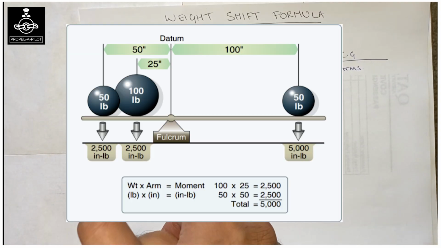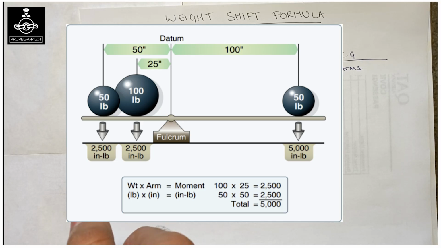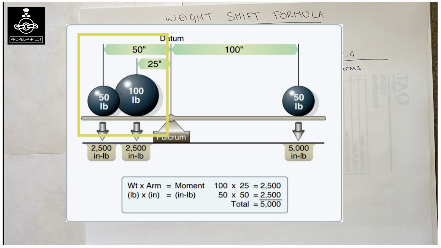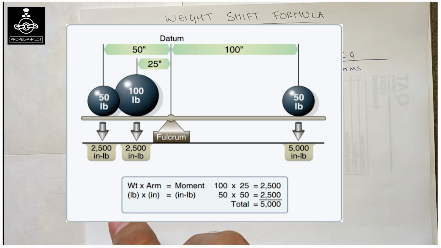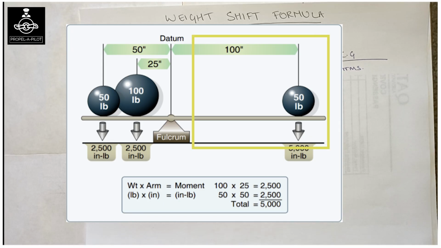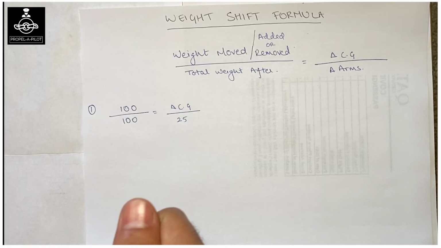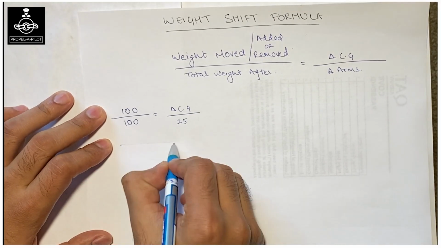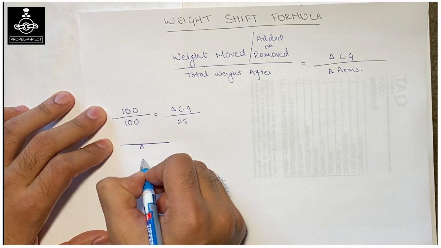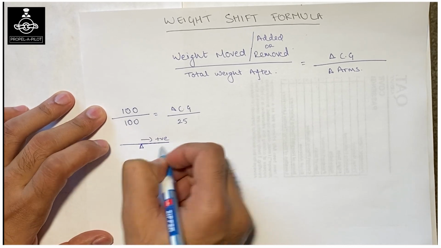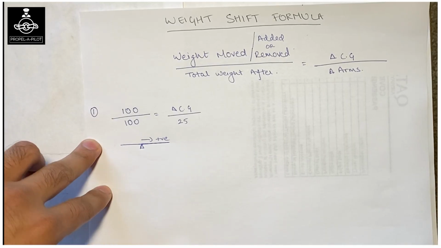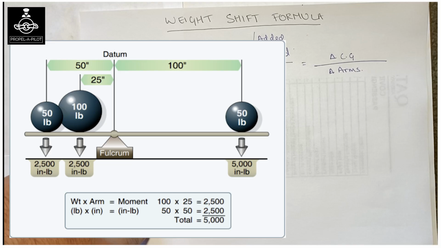So, taking the fulcrum example, we see that there is a 50-pound weight on the left of the fulcrum, a 100-pound weight on the left of the fulcrum, and a 50-pound weight on the right of the fulcrum. The datum is right where the fulcrum is. We are going to assume the right side to be positive. So basically, if that is the fulcrum, the right side is positive. Now, let's see what happens to the system when you have this distribution.